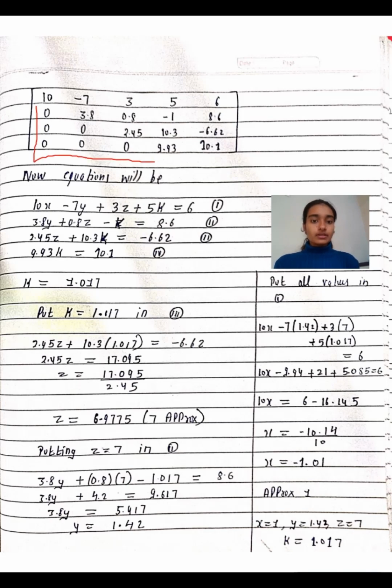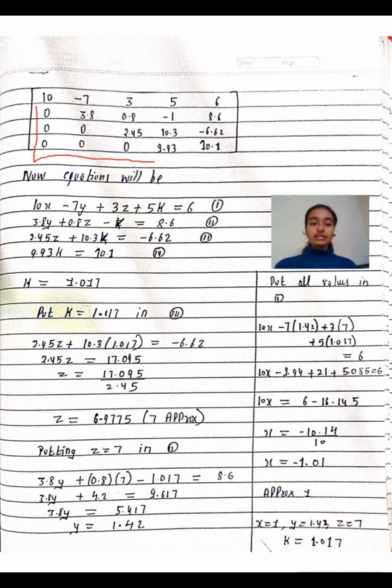Now the equations will be: 10x minus 7y plus 3z plus 5k is equals to 6, this is our first equation. 3.8y plus 0.87z minus k is equals to 8.6 is our second equation. 2.45z plus 10.3k is equals to minus 6.62 is our third equation. And 9.93k is equals to 1.01 is the fourth equation. Now we can solve. We find the value of k is 1.017.